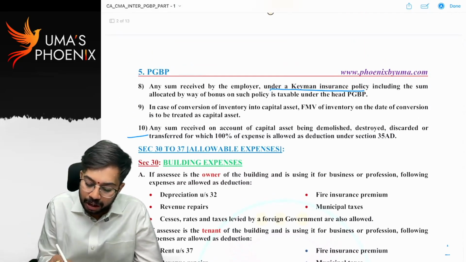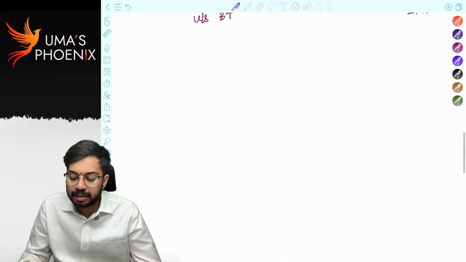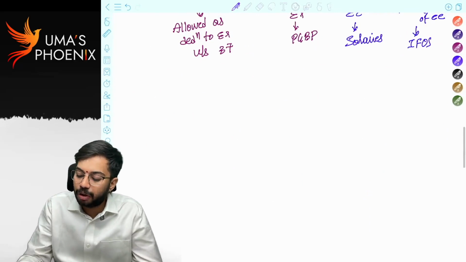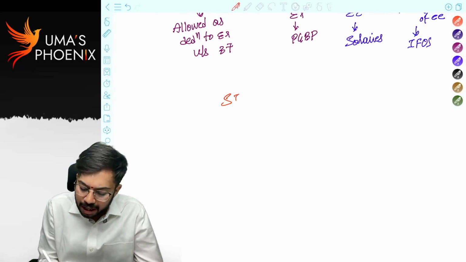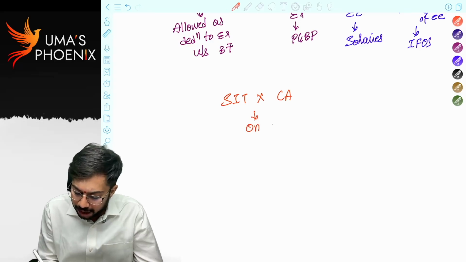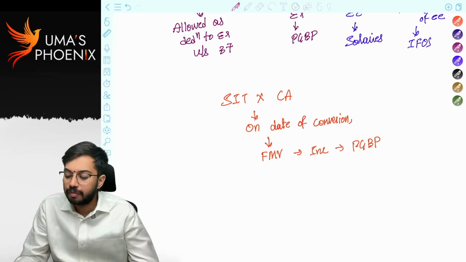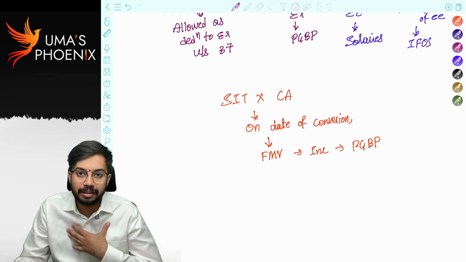Next, conversion of inventory into capital asset. See, if any inventory is converted into capital asset, inventory means what? Stock in trade. So if stock in trade is converted into capital asset, on the date of conversion, whatever the fair market value is, that fair market value is considered as income, and that income is taxable under the head PGBP. I am doing gold business.